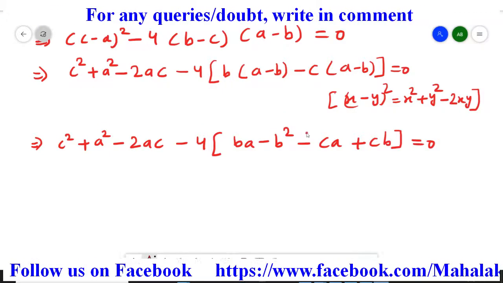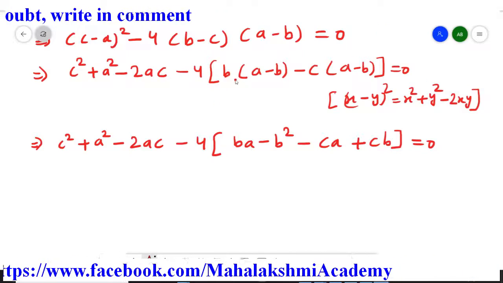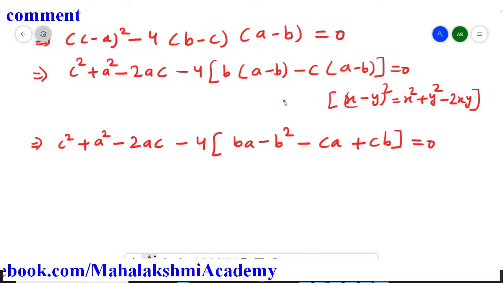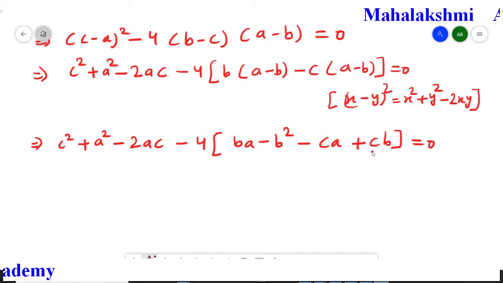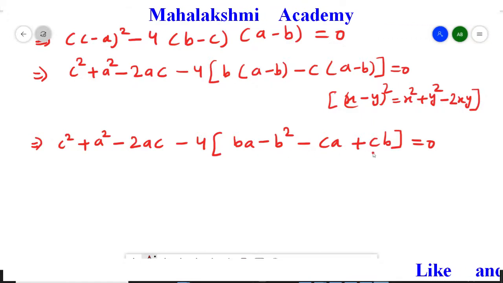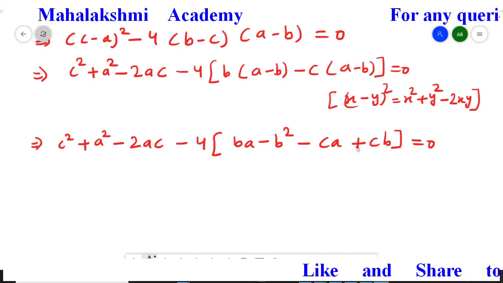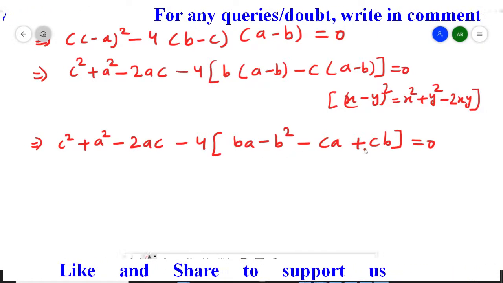So what we have done here is these three terms I wrote as it is, then minus 4 as it is. With b I multiplied both the terms and with minus c also I multiplied both the terms so that small bracket can be removed. Now here we will see whether we have any like terms or not. So all are different from each other. There are no like terms, so we cannot add and subtract them.